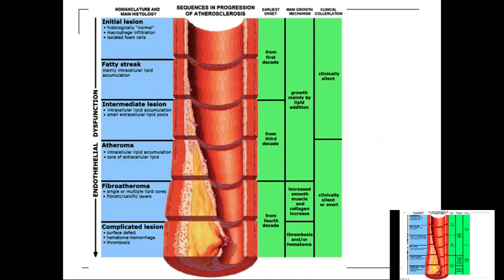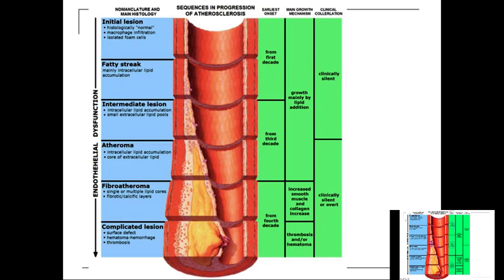And again, just another great picture showing the process and the onset of it, right? Earliest onset, first decade, third decade, fourth decade. You can see again, here's a nice open lumen. And as we start to move in time, you can see what's happening here in the walls inside. So it goes through these different stages.